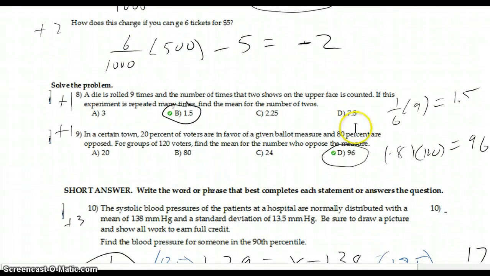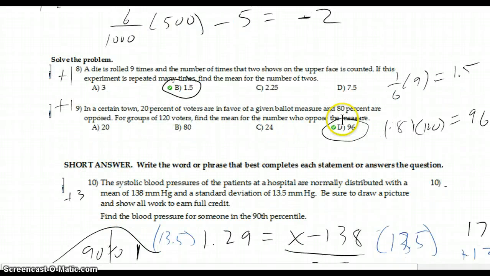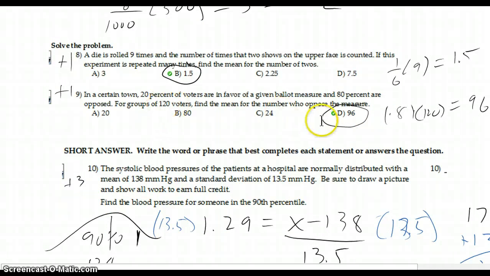Number 8, again, you just multiply the probability. So rolling a die, it's 1 out of 6. I roll it 9 times. How many 2s show up? So 1/6 times 9 is 1.5, so I should average 1.5 2s. And then same thing here. A little tricky here is 80% are opposed. Find the average number that would oppose. So 80% of 120 is 96. Just multiply that.